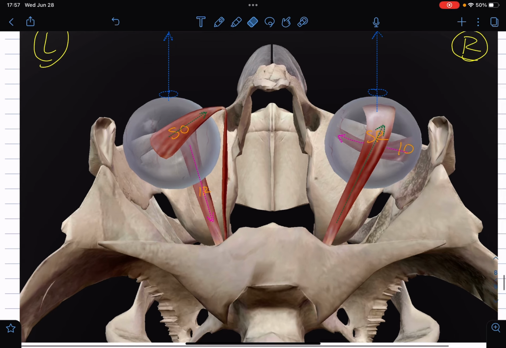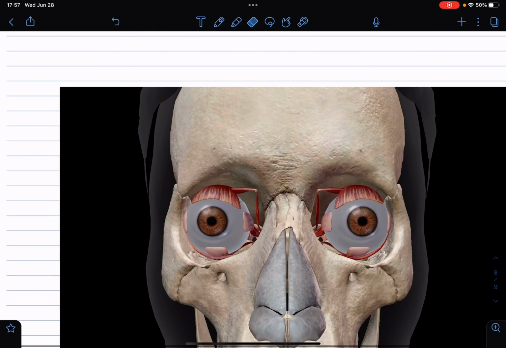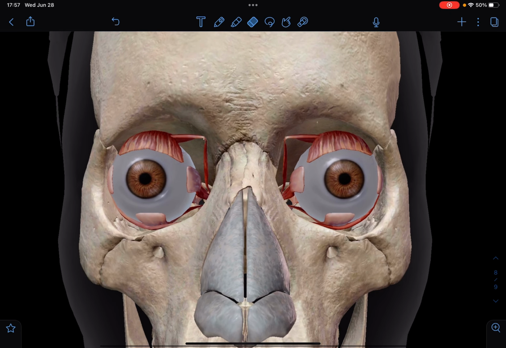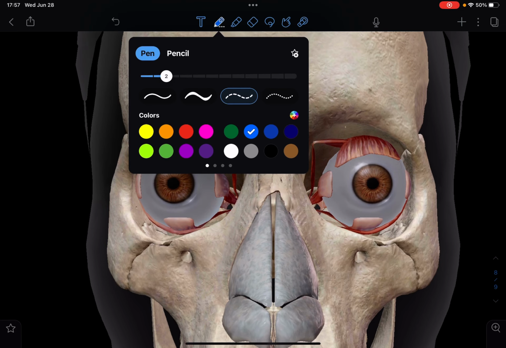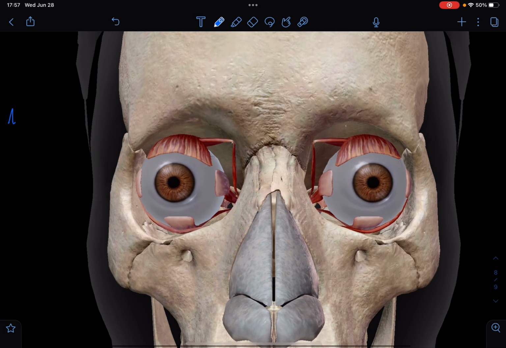So if we come down here, we can look at our other muscles. The other two that we have not discussed are our two other rectus muscles. And these are going to be our medial rectus and our lateral rectus, right? So our medial is going to be here and here, and our lateral rectus is going to be here and here, all right?